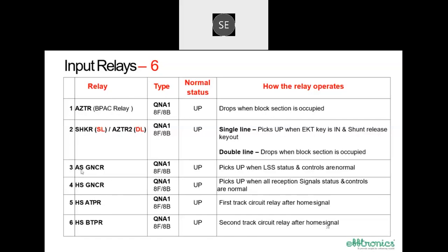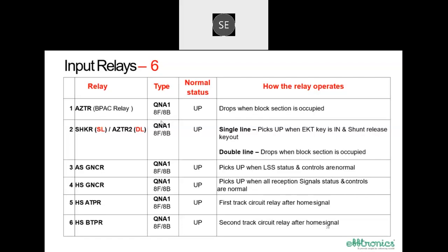And the third input relay is ASGNCR, and it picks up when advanced order status and its controls are normal. And similarly, home signal GNCR, it picks up when all reception signals status and its controls are normal. And two sequential track circuits after home signal, that means home signal AT and home signal BT, these two track circuits are wired as input to the block instrument. So these are 6 inputs to the system.